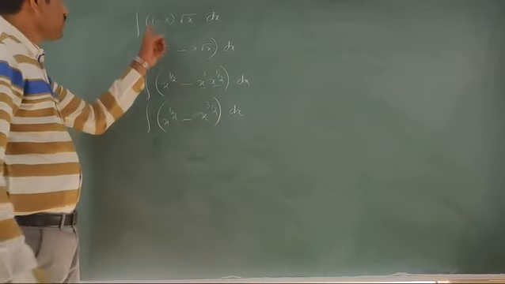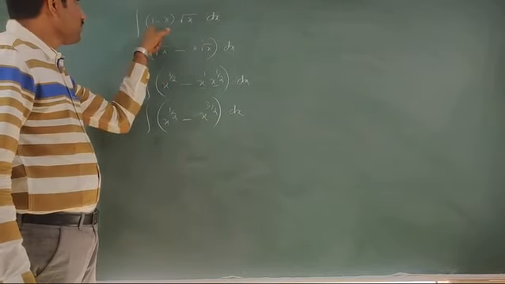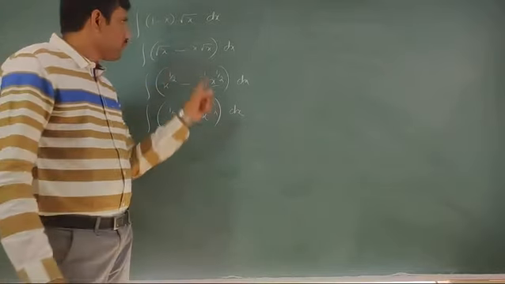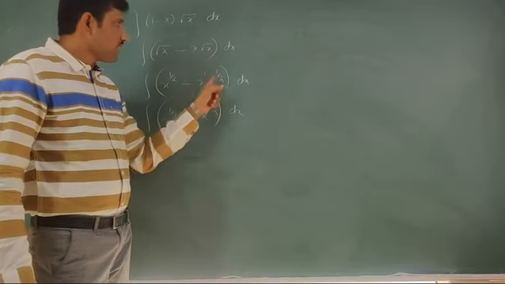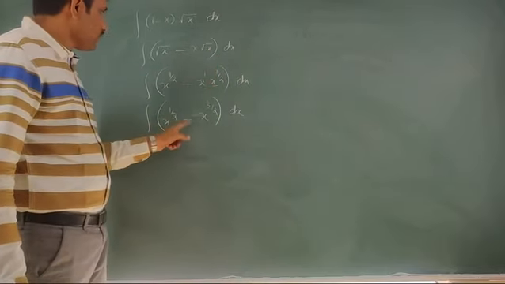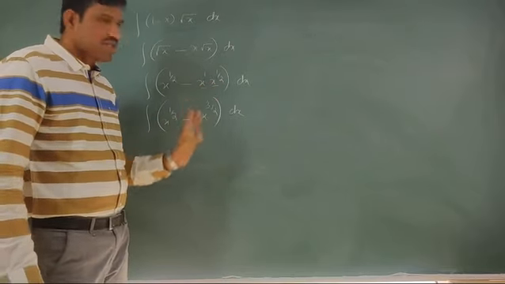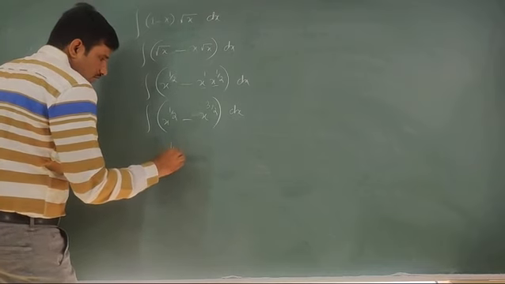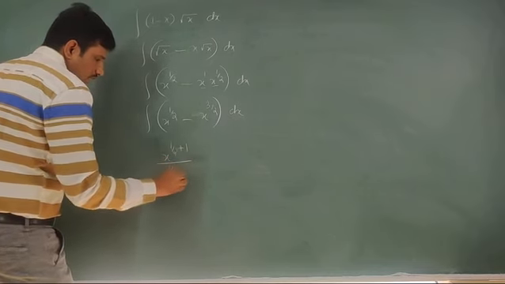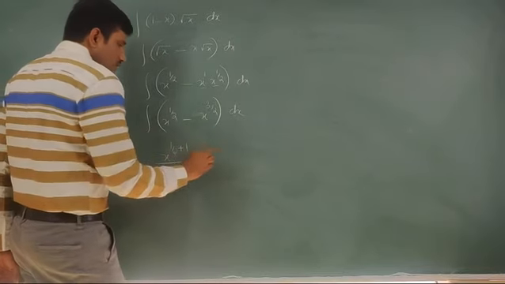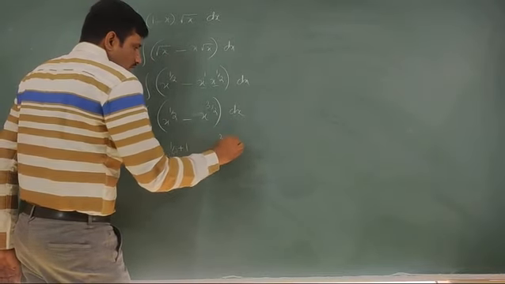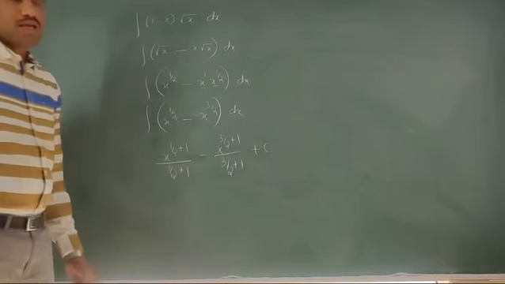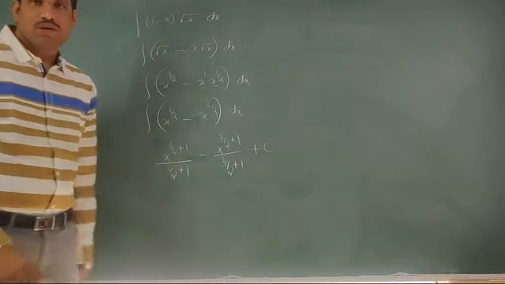Is it clear, friends? So 1 minus x into root x. Now this is root x into 1 is root x, minus x root x. What is root x? It is x raised to 1 by 2. x into x raised to 1 by 2 is x raised to 3 by 2. So again, what is integration of x raised to n? It is x raised to n plus 1 divided by n plus 1. Minus, again, x raised to n plus 1 by n plus 1.